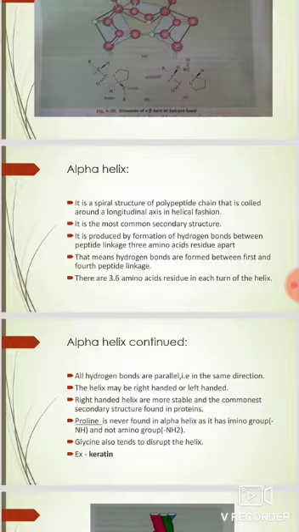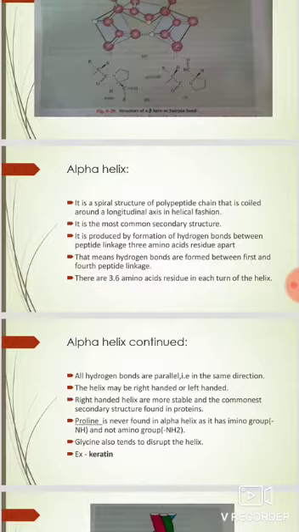This is the figure of beta bend or the hairpin-like structure. Now alpha helix. It is a spiral structure of polypeptide chain that is coiled around a longitudinal axis in helical fashion. It is the most common secondary structure. It is produced by formation of hydrogen bonds between peptide linkages 3 amino acid residues apart. The main hydrogen bonds are formed between first and fourth peptide linkage. There are 3.6 amino acid residues in each turn of helix.